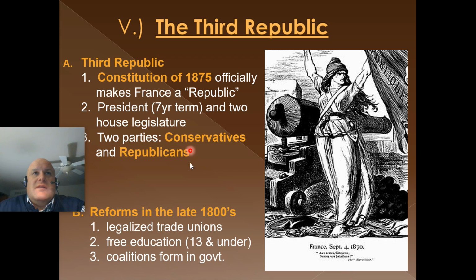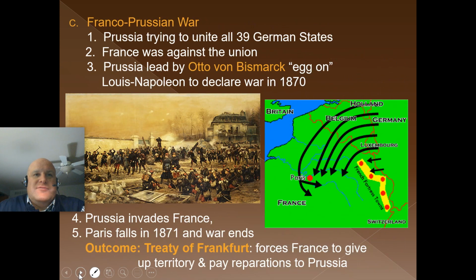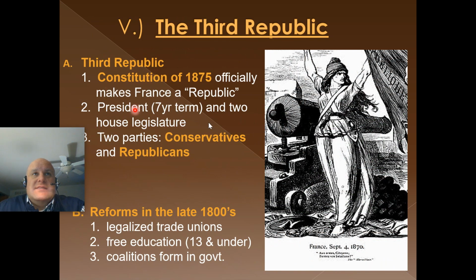So this Third Republic is formed after Paris falls to Germany, and a constitution is created that, again, officially makes France a republic, with a president with a 7-year term, and two parties, conservatives and Republicans. And then finally, some reforms do end up taking place in the late 1800s: trade unions, free education, coalitions form in government. So these are reforms that end up taking place in France, very similar to ones that you saw in Great Britain that we saw in the previous video.